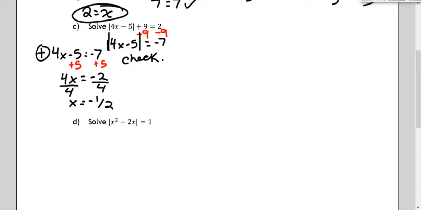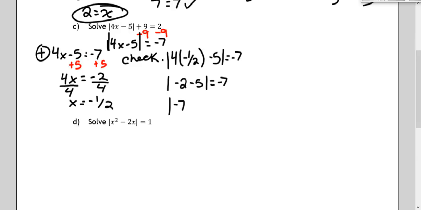So then is the absolute value of 4 multiplied by negative 1/2 minus 5 equal to negative 7? This is the absolute value of negative 2 minus 5 equals negative 7. The absolute value of negative 7 equaling negative 7. 7 does not equal negative 7. So this guy is extraneous. Next one. Let's do our negative.